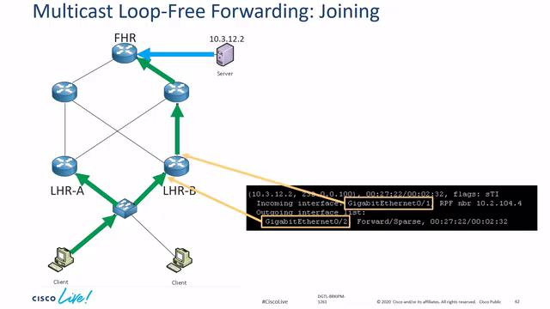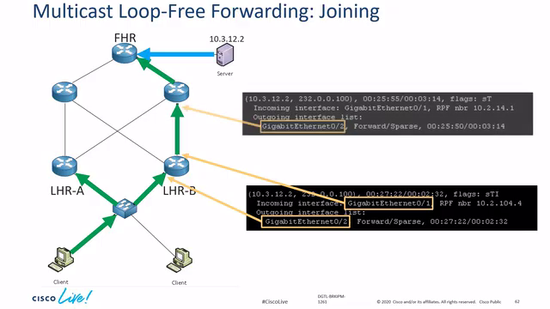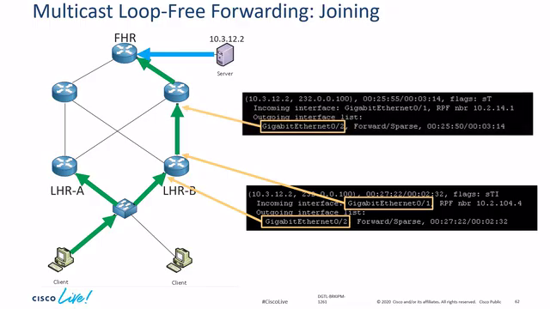Also notice that the incoming interface is marked as gig 0/1. The incoming interface is the interface on which we would forward a packet towards that source, 10.3.12.2. So it forwarded the PIM join out of that interface up to the next router and marked that interface as the incoming interface, the interface on which it expects to receive the multicast traffic. Let's look at the next router.